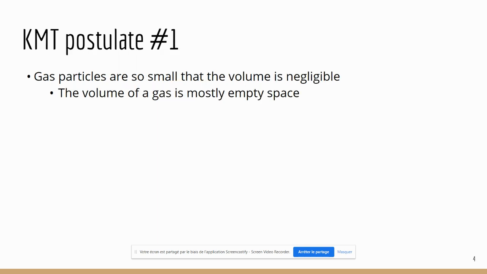Pause here. So the first postulate is that gas particles are so small that the volume occupied by the molecule itself is negligible, meaning that the volume of gas is actually the space between the particles. So what this tells me is that smaller gas molecules will be more ideal than larger gas molecules.